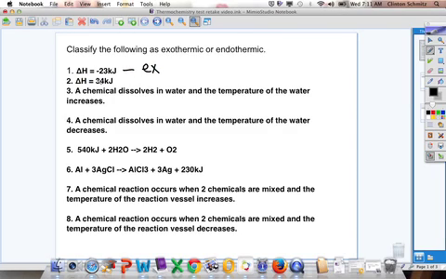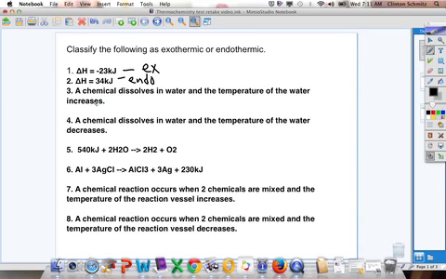If your delta H is positive, or you see there's no sign written in front of it, that means it's positive, then it will be endothermic. So once again, a delta H that's negative, exothermic. A delta H that's positive, endothermic. It's as simple as that.